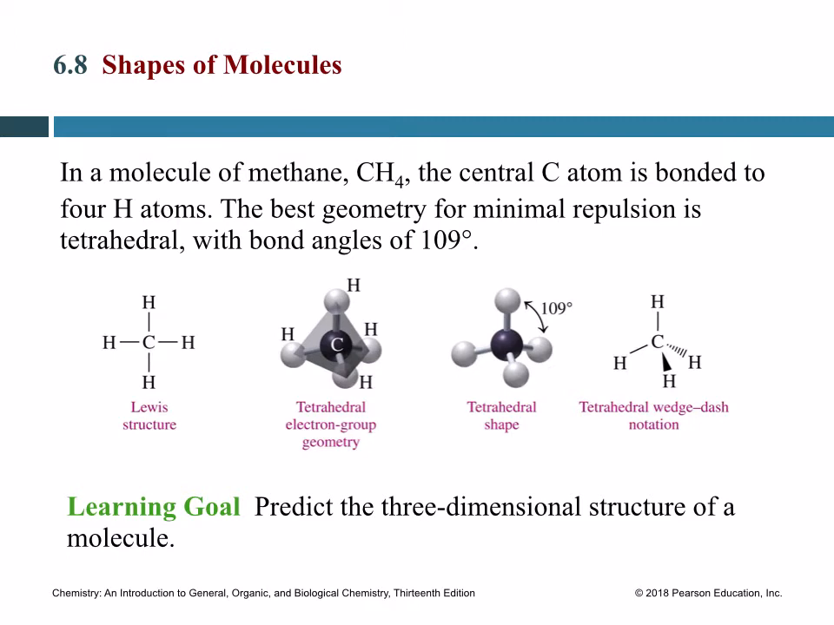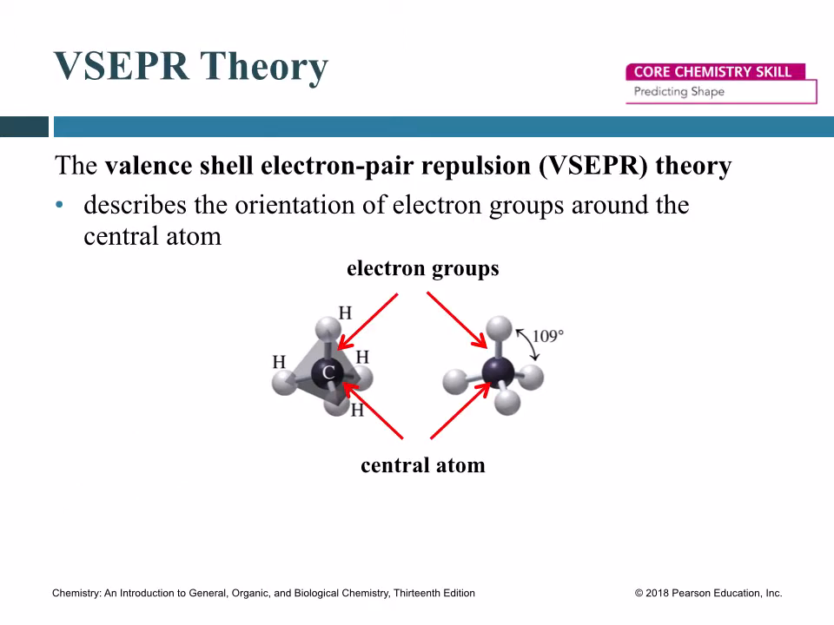Once you know the bond dipoles and Lewis structures of molecules, you need to determine the three-dimensional structure of molecules to predict the overall polarity of the molecules and intermolecular attractions. A theory that helps to predict the three-dimensional shape of molecules is called the valence shell electron pair repulsion theory, which is a mouthful, so we use VSEPR instead.